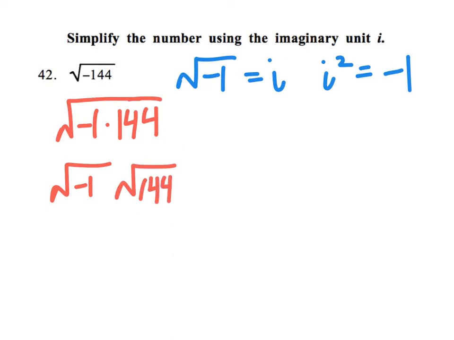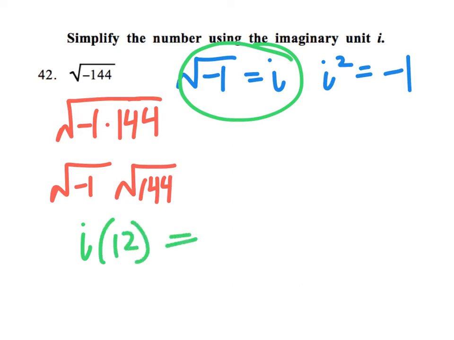Now, we already wrote up here the square root of negative 1 is I, so I'm going to have an I out front. And then the square root of 144 is actually 12. It's a perfect square, so we have I times 12. I would rewrite that as 12I, and that would be your final answer.